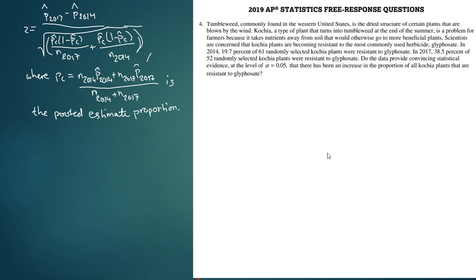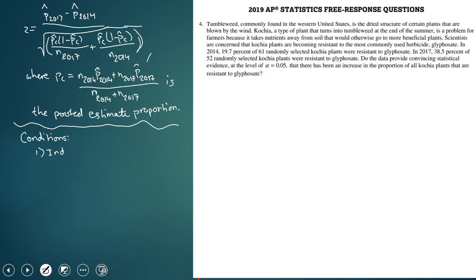Okay, so that was the setup. Now comes the conditions. So this was step 2 in that little guide that I did earlier. So these are the conditions. What is the first condition? Well, the data are gathered from independent random sampling, or, as we often call it, SRS. And this would be for 2014 and 2017. Okay, so that's the first condition.